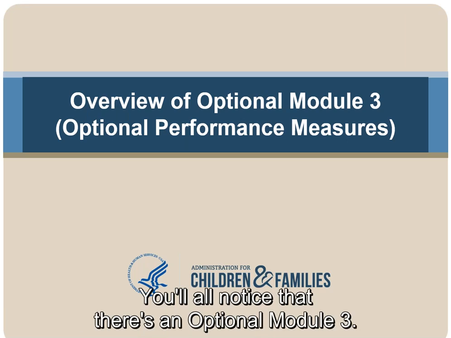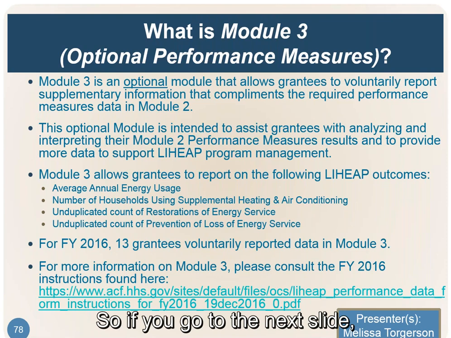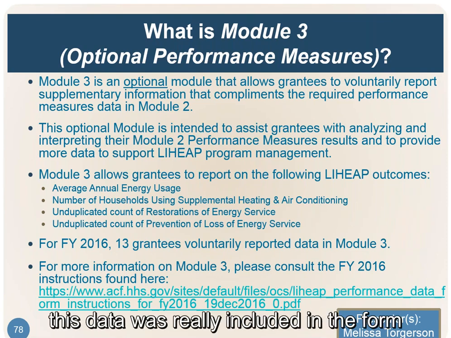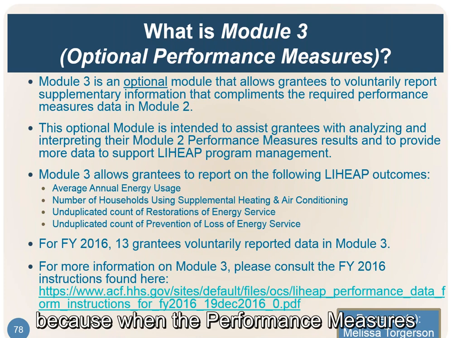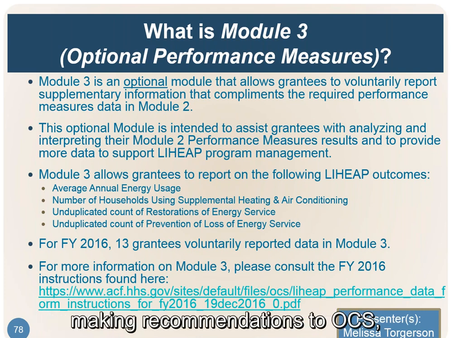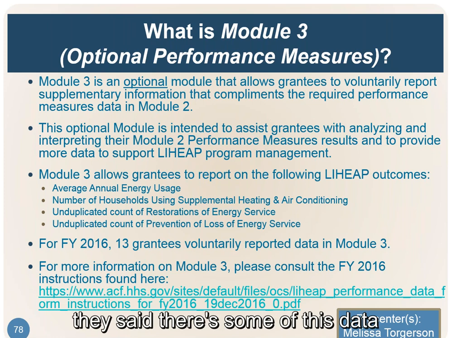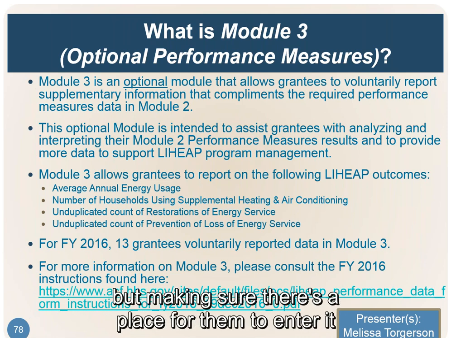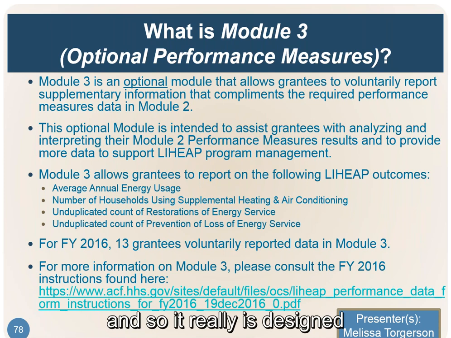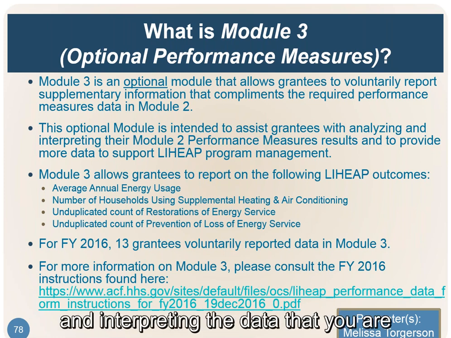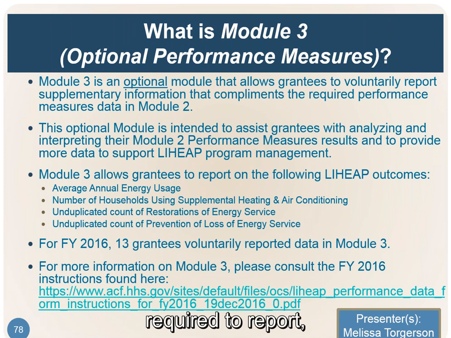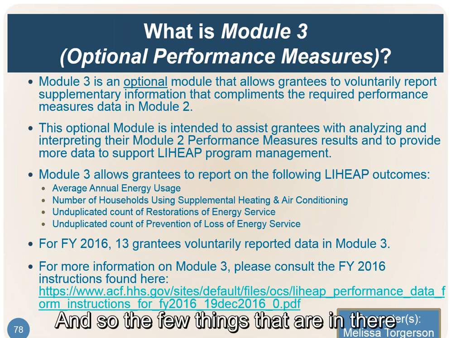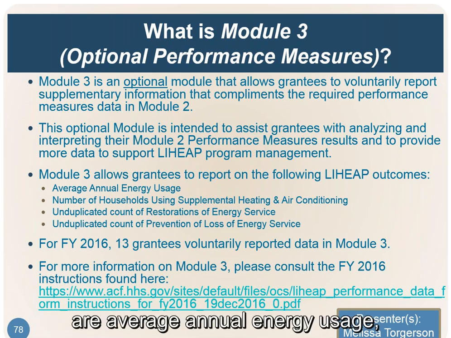You'll all notice that there's an optional Module 3. So if you go to the next slide, this data was really included in the form because when the performance measures implementation work group was making recommendations to OCS, they said there's some of this data that we think is really important that would be really useful to grantees, not necessarily required, but making sure there's a place for them to enter it and use it if they want it. And so it really is designed to help grantees with analyzing and interpreting the data that you are required to report. And so the few things that are in there are average annual energy usage.